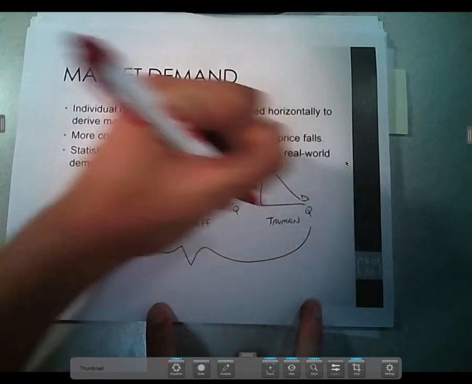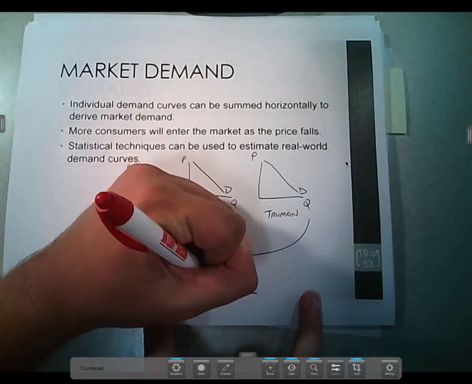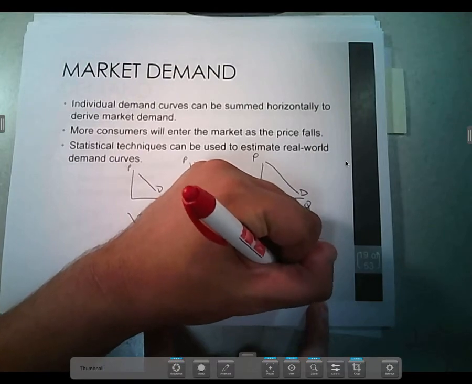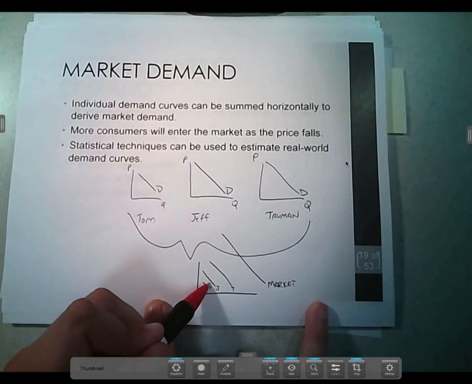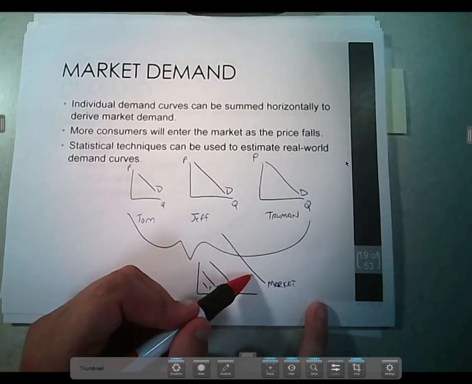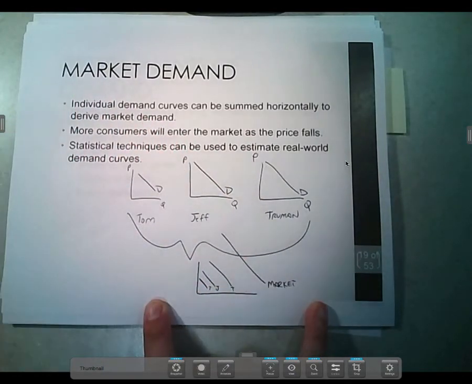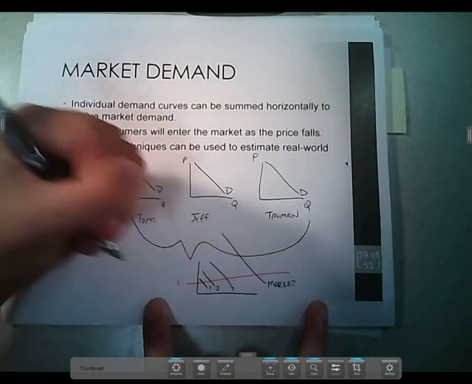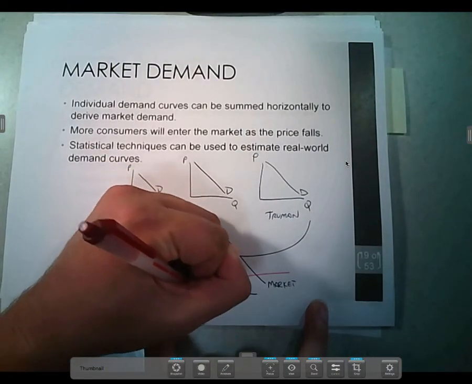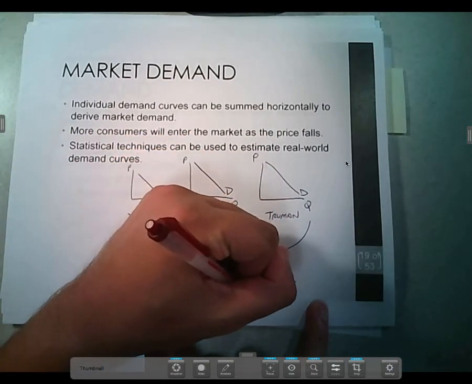What we do here is add them all up, for me, for Jeff, and for my son Truman, to get a market demand curve. When we say sum them up horizontally, essentially what we're saying is that at a price of, let's say, $1, if the quantity is 5 and the quantity is 10 and the quantity is 20, then the market quantity should be 35.